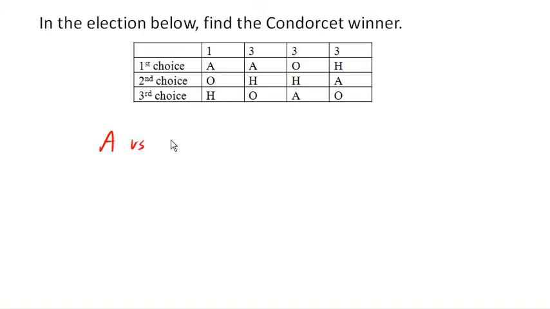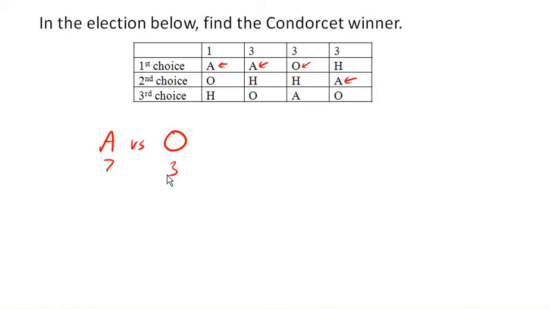O. If it was A versus O, these people would prefer A. These people would prefer A. These people would prefer O. These people would prefer A. Now remember, we're ignoring H as an option. So A would have 1, 2, 3, 4, 5, 6, 7 people liking A, whereas O only has 3 people preferring it over the other option.